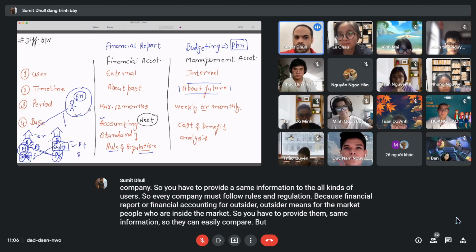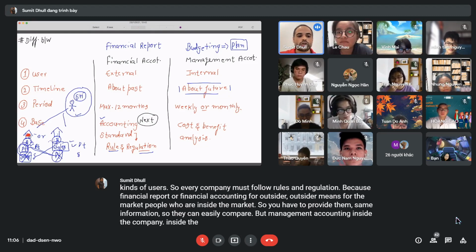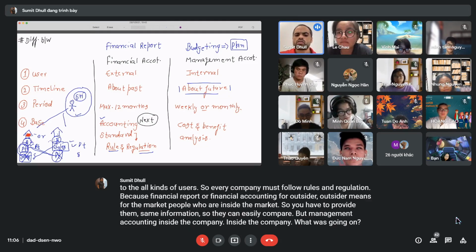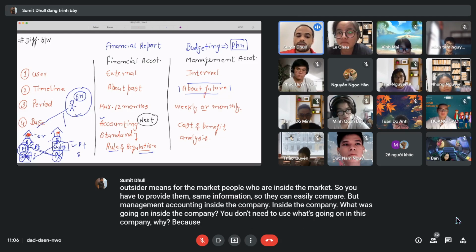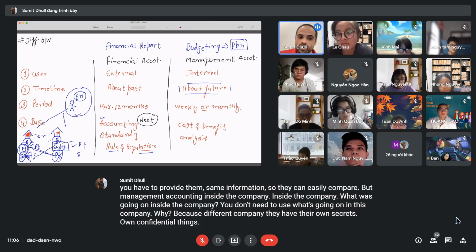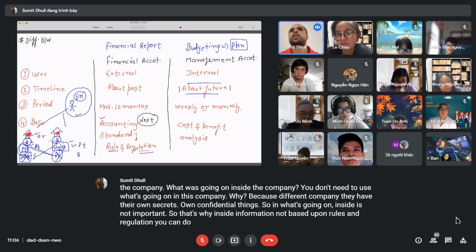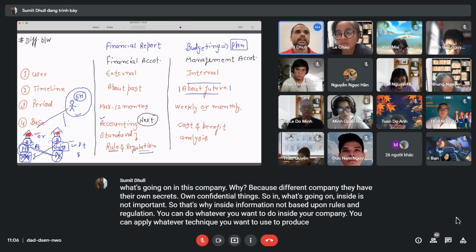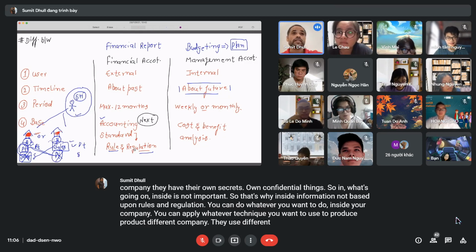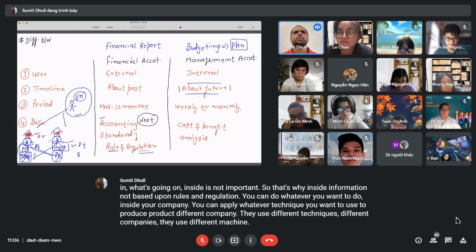But management accounting is inside the company. What's going on inside the company, you don't need to use the same as what's going on in this company. Why? Because different companies have their own secrets, their own confidential things. So what's going on inside is not important. That's why inside information is not based upon rules and regulations. You can do whatever you want inside your company. You can apply whatever technique you want to use to produce product. Different companies use different techniques. Different companies use different machines.